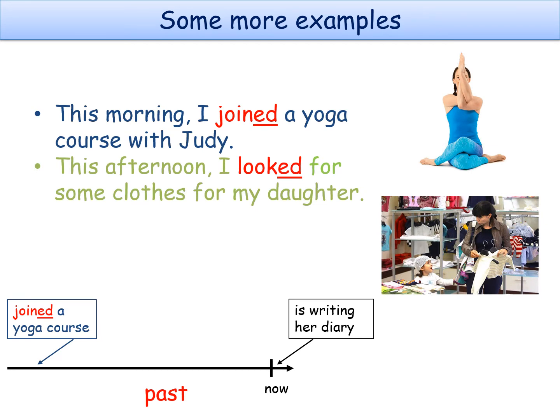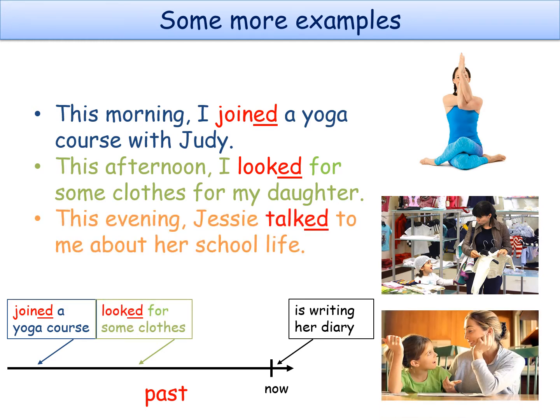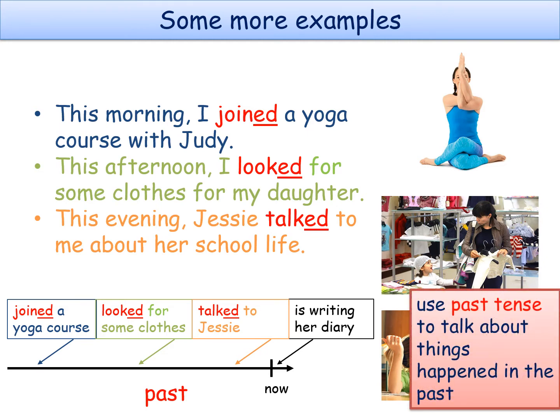This afternoon, I looked for some clothes for my daughter. This afternoon is after this morning, so it is here. This evening, Jessie talked to me about her school life. This evening is after this afternoon, so it is here. And Mum reminded me one more time. We need to use past tense to talk about things that happened in the past.